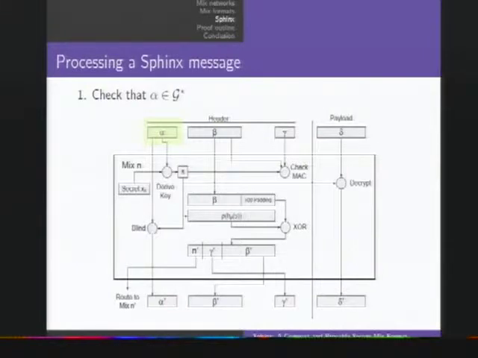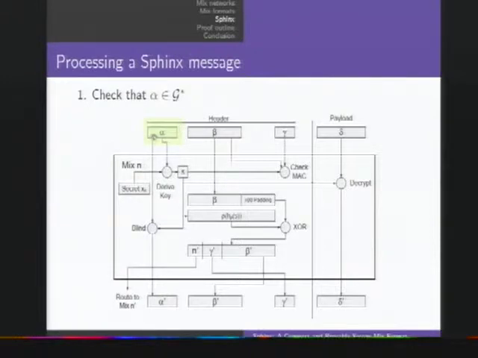Okay? So now let's just look briefly at how Sphinx processes a mixed message. So the first thing you have to do is check that alpha is actually in your group. Okay? So that's here. Let me use the pointer. So that's here. So for some groups, this involves a public key operation. So if you're doing things mod a 2048-bit number, you have to take an exponentiation to check whether you're actually in the group.